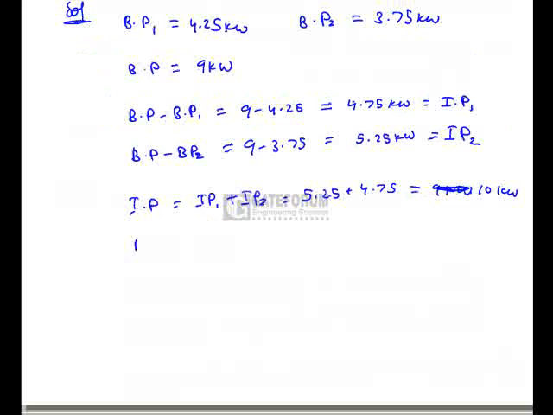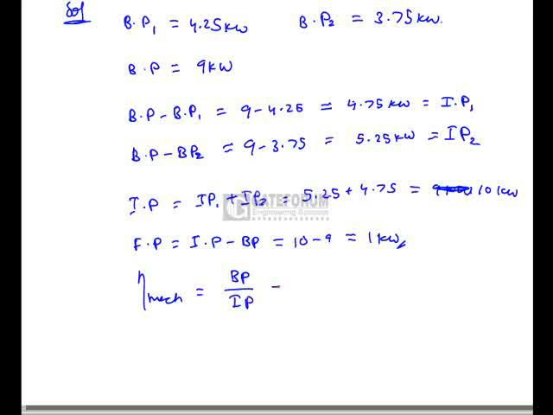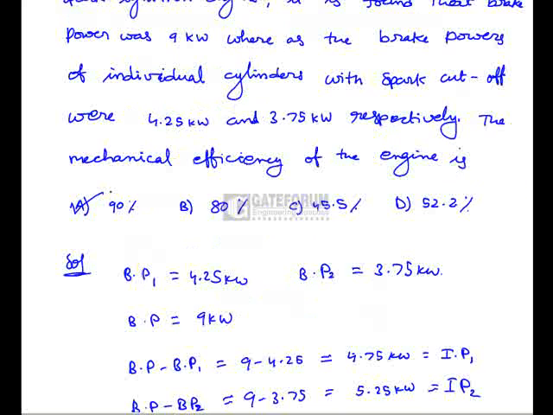Now we can find out the friction power, that is indicated power minus brake power, which is equal to 10 minus 9 and is equal to 1 kilowatts. Now, but here we will have to find out the mechanical efficiency. Mechanical efficiency is equal to brake power by indicated power, which is equal to 9 by 10, and the mechanical efficiency of the engine is 90%, 0.9, which is equal to 90%. So in the option, the right option is A. A is the right answer.